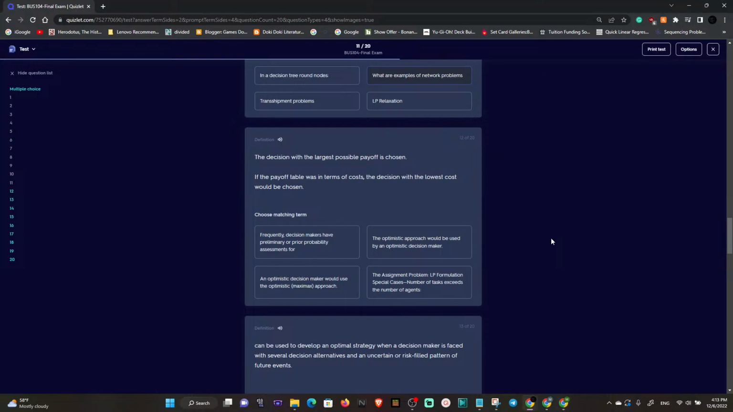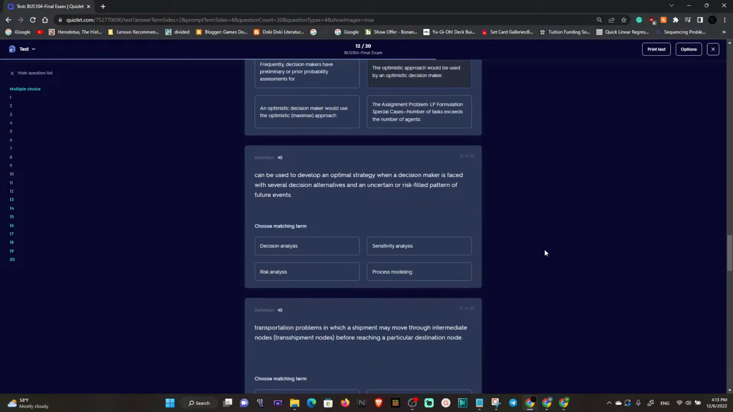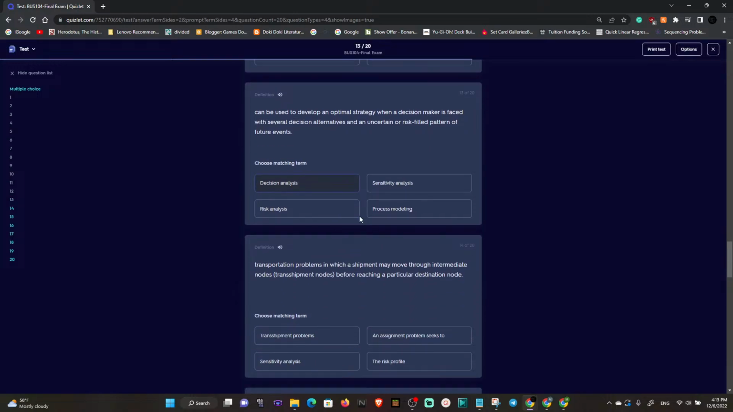If a payoff table was in terms of cost, the decision with the lowest cost will be chosen. That's an optimistic approach of a decision maker. So that's C. Decision analysis can be used to develop an optimal strategy when a decision maker is faced with several decision alternatives and an uncertain or risk-filled pattern of future events.